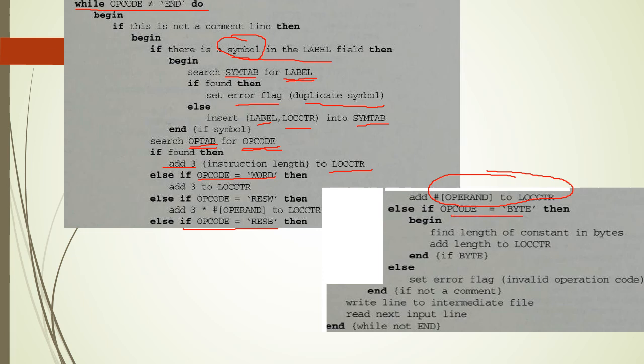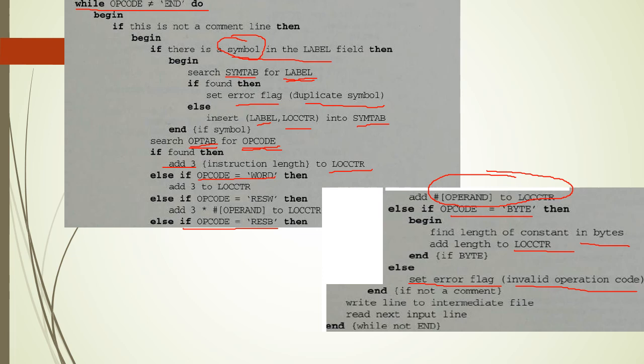If the opcode is BYTE, the operand may be a character constant or a hexadecimal constant. So find the length of the constant in bytes. It may be 1, 2, or 3. Add that value to the location counter. If it is not an opcode or an assembler directive, then you have to set the error flag indicating invalid operation code.